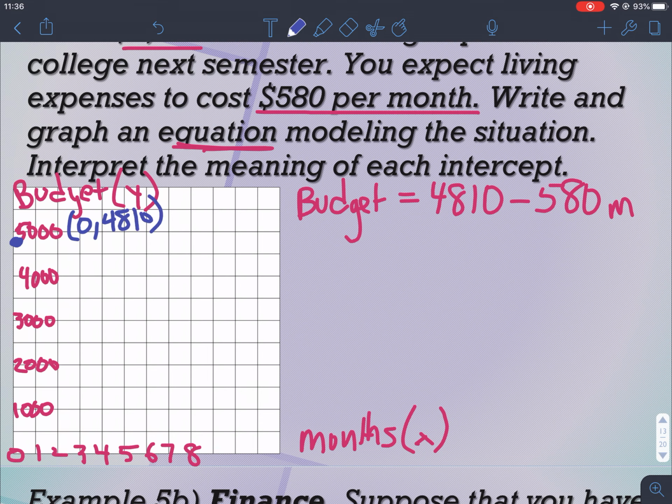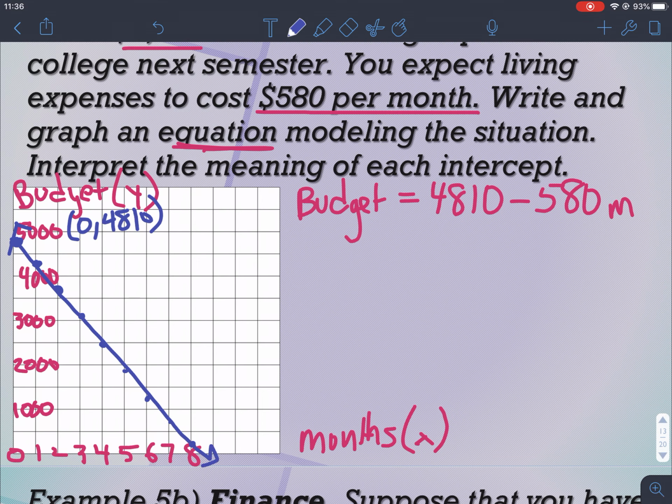Every month we're going to spend $580. So after 1 month, we got to go down about 580. So it's approximately there, a little bit lower. And then 580 again, a little bit lower, and so on. A little bit lower. So it looks like our straight line budget gets us to just over 8 months.